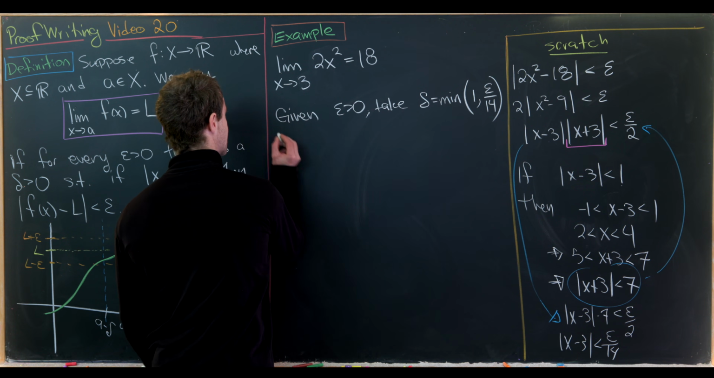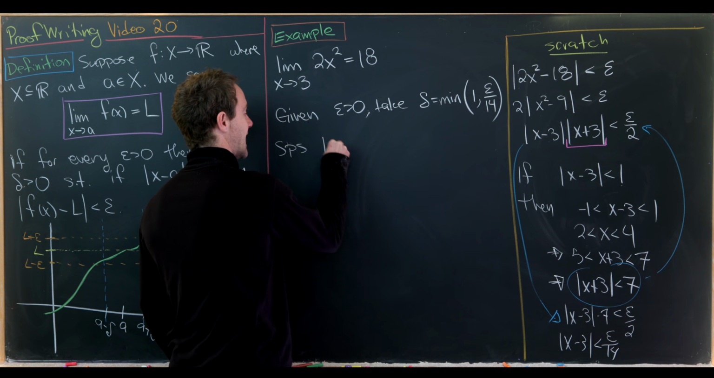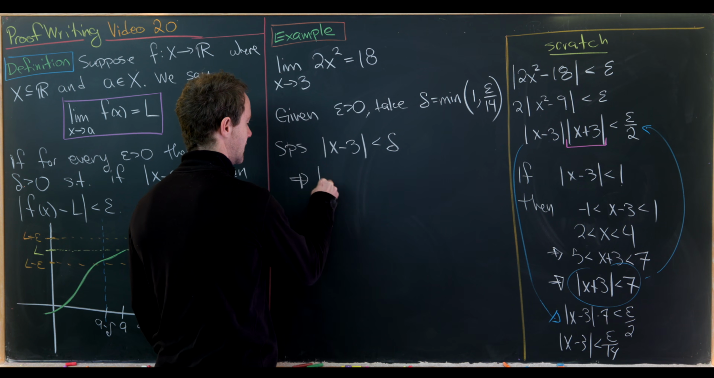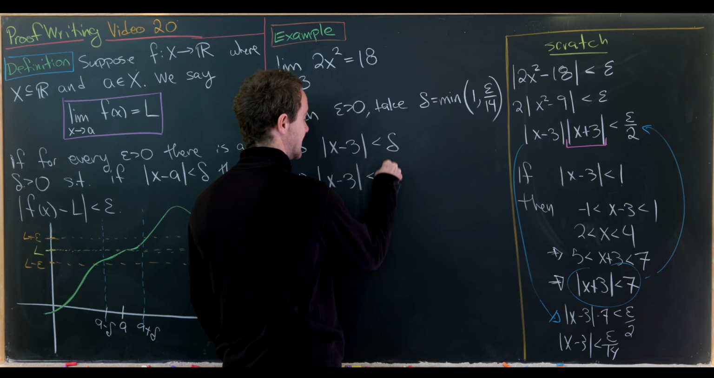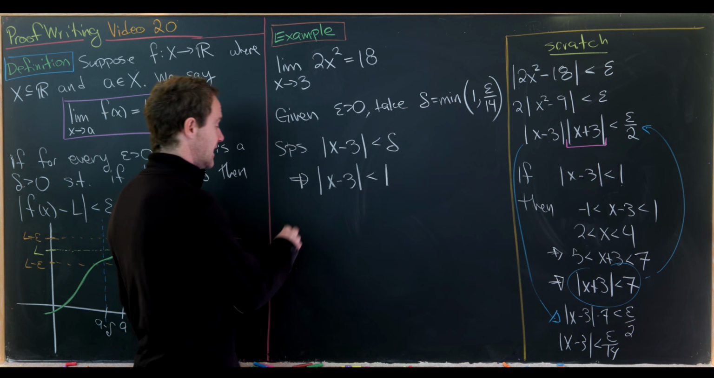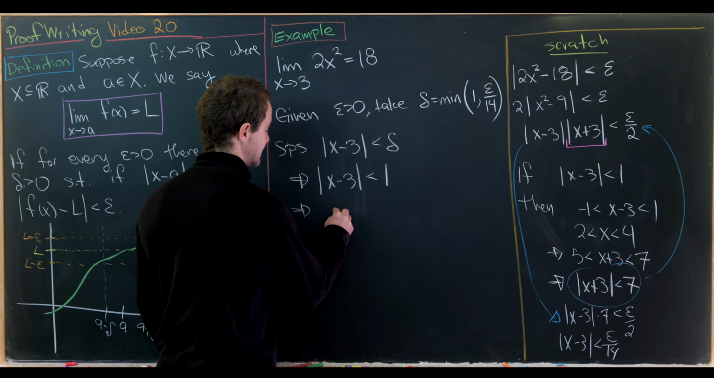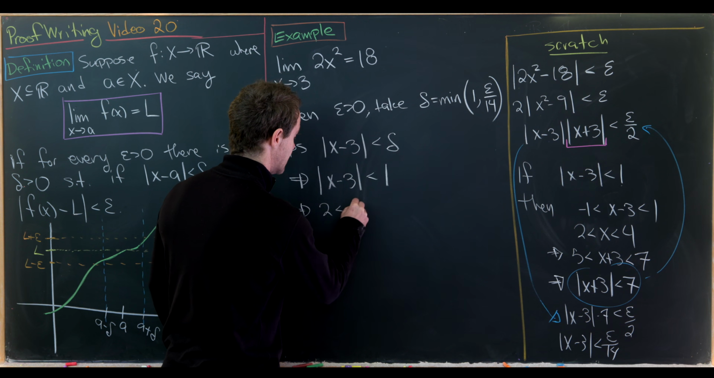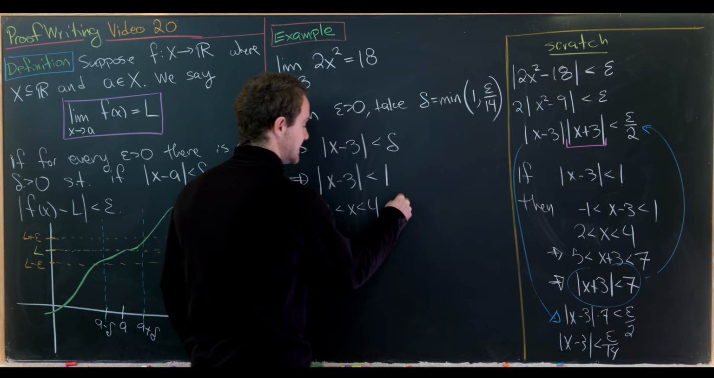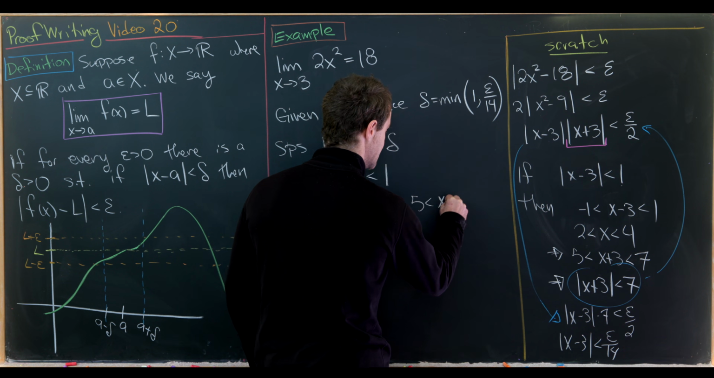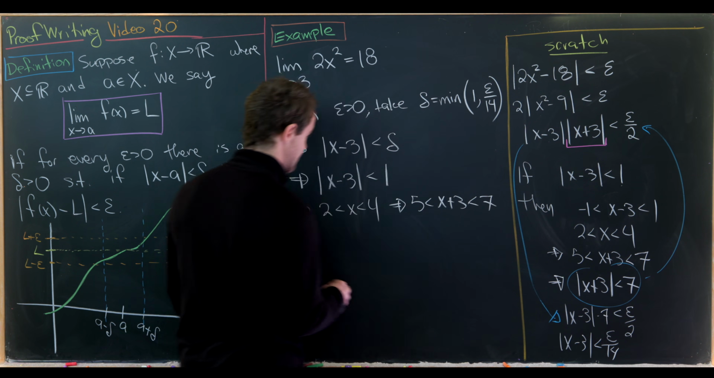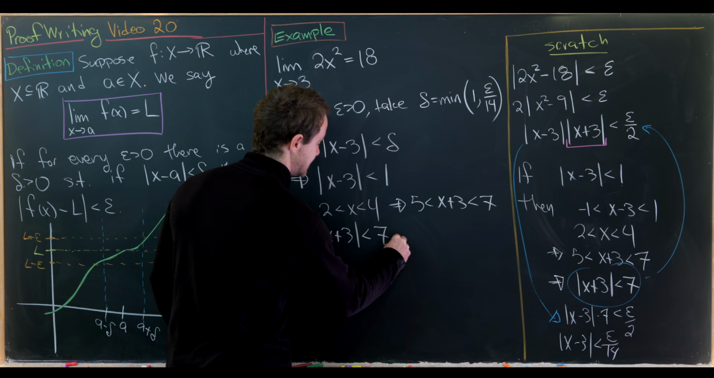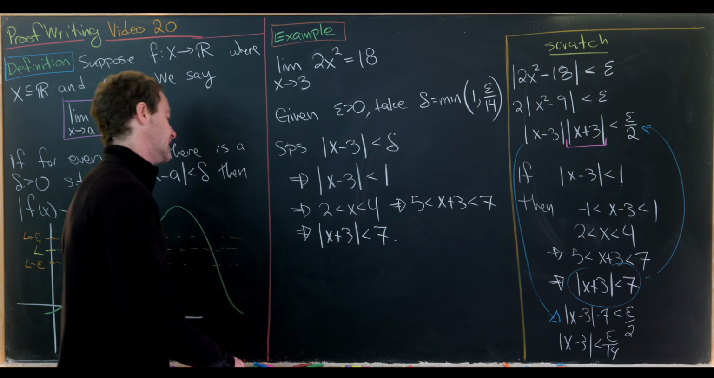Now let's see that if we suppose that the absolute value of x minus 3 is less than delta, then that means, first of all, that the absolute value of x minus 3 is less than 1. But then bringing that all out, that tells us that x is between, like we saw over there, 2 and 4. But that means that x plus 3 is between 5 and 7, which means the absolute value of x plus 3 is less than 7. And now with this setup, we're ready to finish it off.